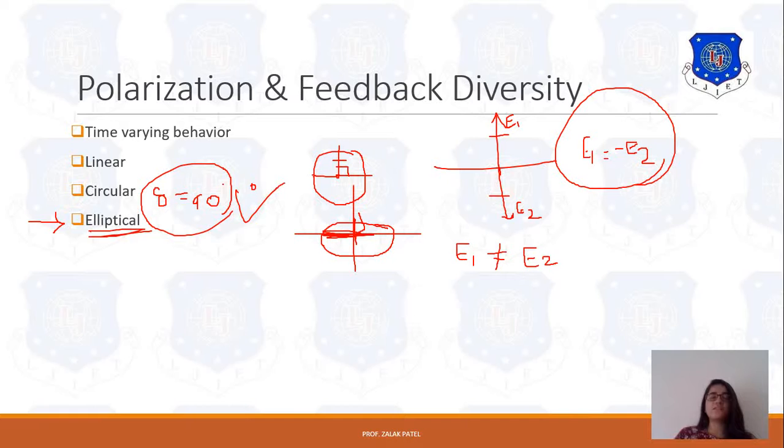So these are the three types of polarization, and because of these three types, it increases the performance at the receiver side and provides polarization diversity.